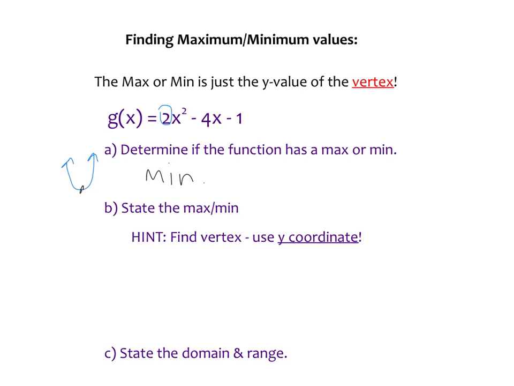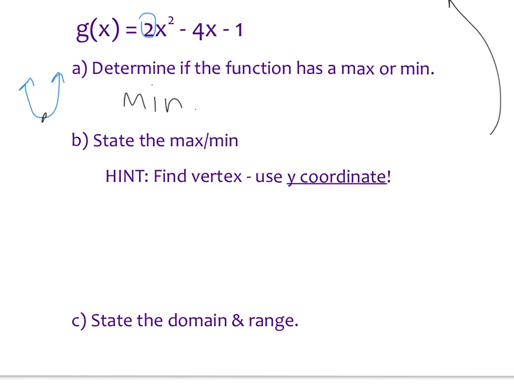Part B of this problem says state the max or min. So again, to find the maximum or minimum, we just want to figure out whatever the vertex is, and specifically the y-coordinate, because that tells how high or low that minimum or maximum is. So to find the vertex, again, I need to figure out for my x-coordinate the opposite of b over 2a, and then what I get for that x-coordinate, I have to plug into my equation and actually solve for y. So let's go ahead right now and figure out the vertex.